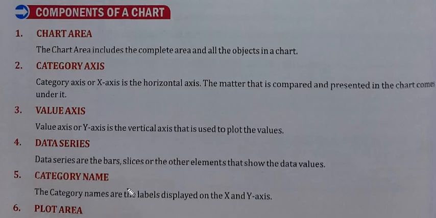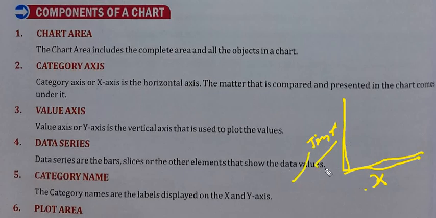Now, category names. The category names are the labels displayed on the x and y axis. Category names we just discussed. This is a graph, this is the x-axis. Here we talked about biscuit, mixture, and chocolates and all. All those things we will write as labels. We will give something to that axis. And here also we will give labels like time or values in thousands, something like this. Whatever things we are writing, that is the category name of that.